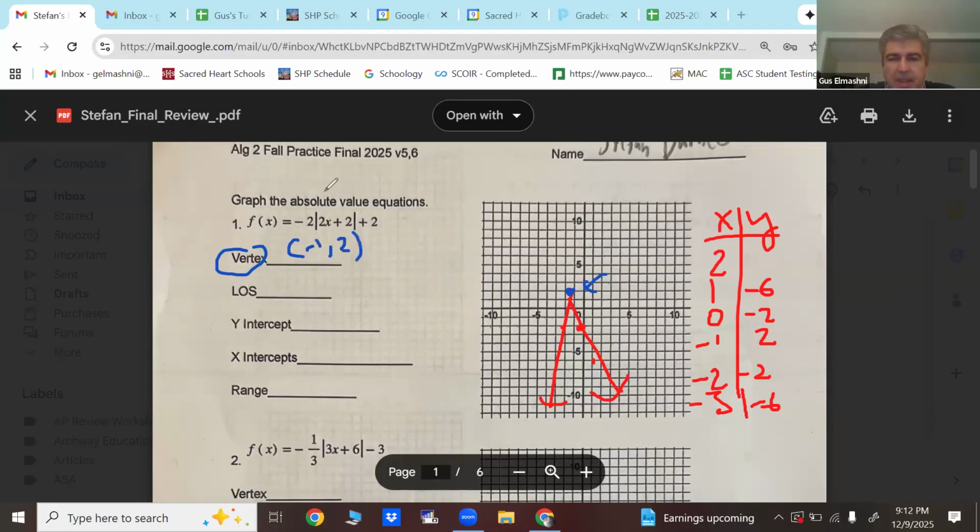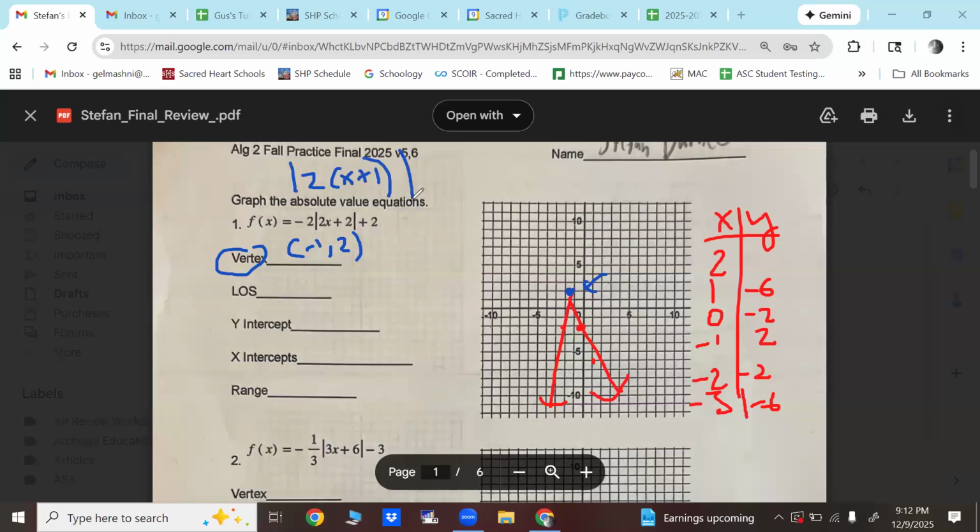And it kind of makes sense because if you pull the two out from inside the absolute value, it kind of looks like this. And of course, it's going one left, two up.